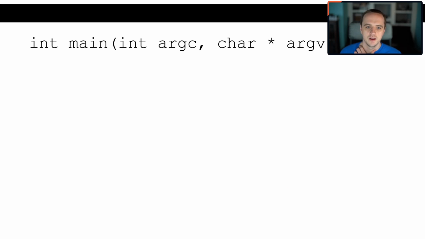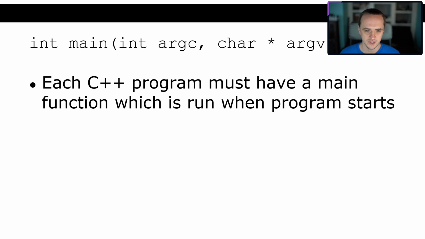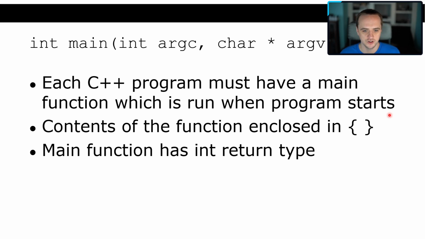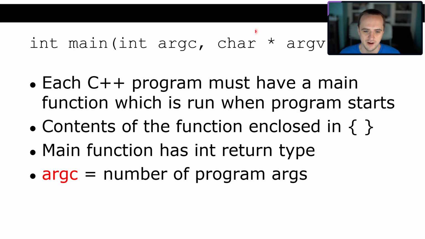Okay. So now we have int main(int argc, char* argv[]). What the hell does that mean? Well, first of all, each C++ program must have a main function. The main function is run when the program starts. Just like programming languages like C or Java, the contents of the function are enclosed in curly braces. The main function has an int return type, and it has two arguments that are passed in.